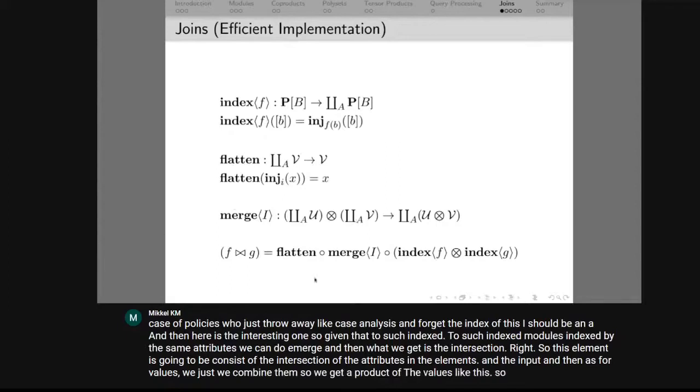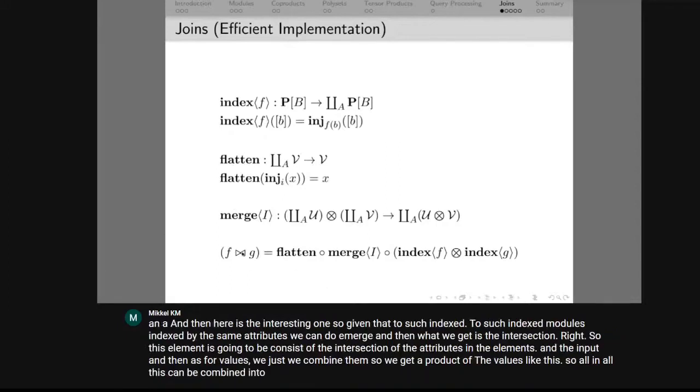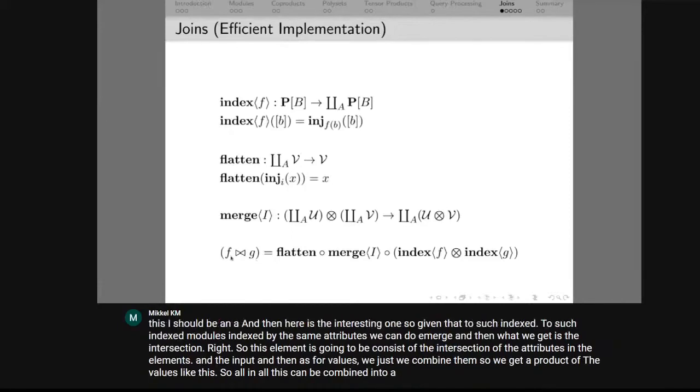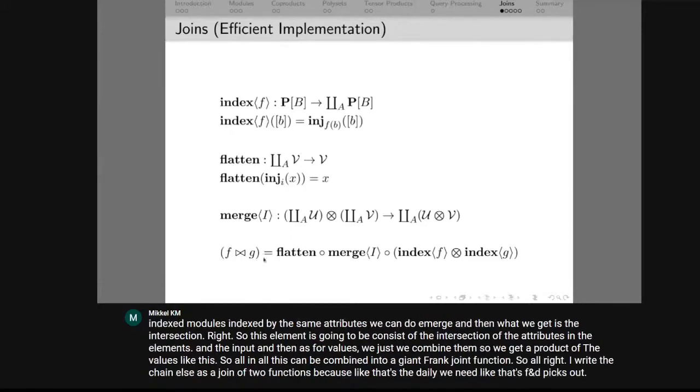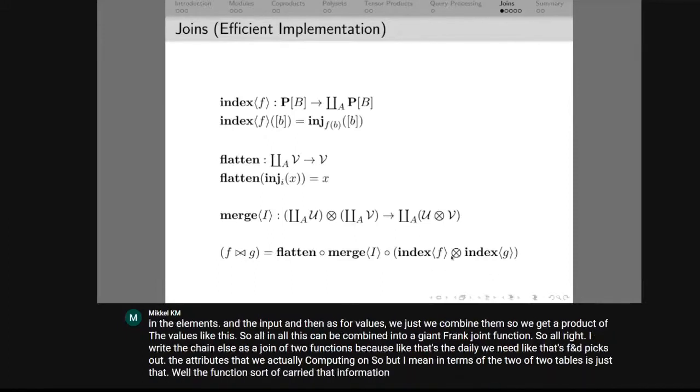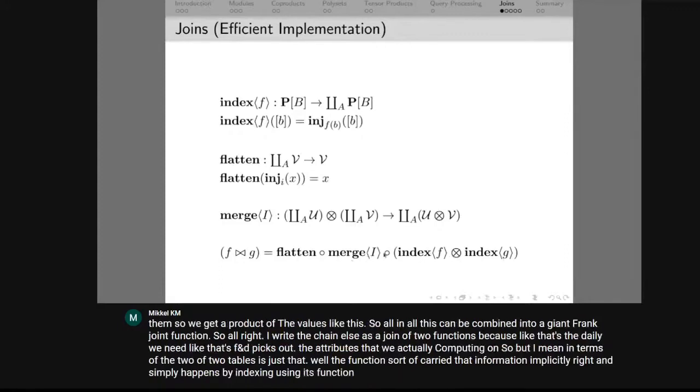So all in all, this can be combined into a join function. I write the join as a join of two functions, because that's the data we need. F and G pick out the attributes that we're actually computing on. So it is a join of the two tables. It's just that the functions carry that information implicitly. And it simply happens by indexing using each function and then merging them together, and then finally flattening.